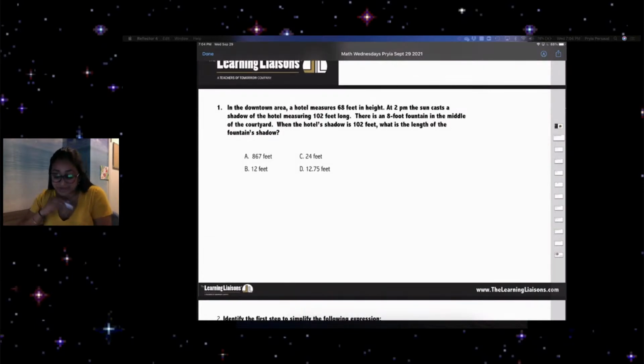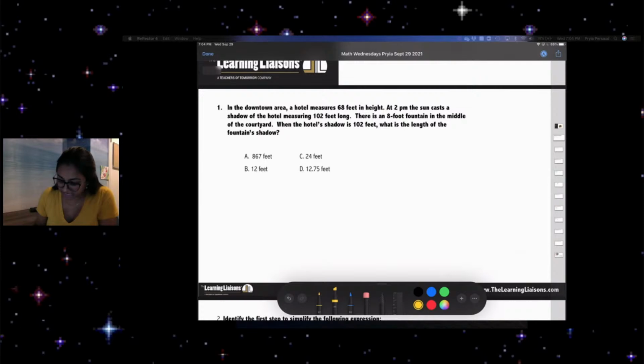All right, so first question up is, in the downtown area, a hotel measures 68 feet in height. Well, 68 feet in height seems to be important, so let's just highlight that and come back to it. And it says, at 2 p.m., the sun casts a shadow of the hotel measuring 102 feet long. Well, 102 feet seems pretty important. I have no idea what's going on with the 2 p.m., so we're just going to highlight that, put that off to the side, and figure out something a little bit later.